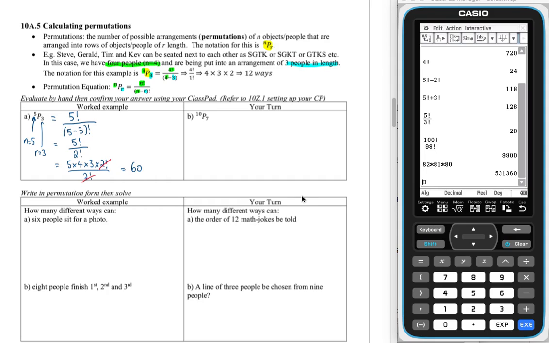To confirm using our calculator, we can use our permutation rule now. We can go 5, shift 8, and then we go 3. Apologies, I was meant to say this. 5, comma. So the first value here represents the n, and the second value here represents the r. And we can see here we got 60. Pause the video and have a go at the your turn now.